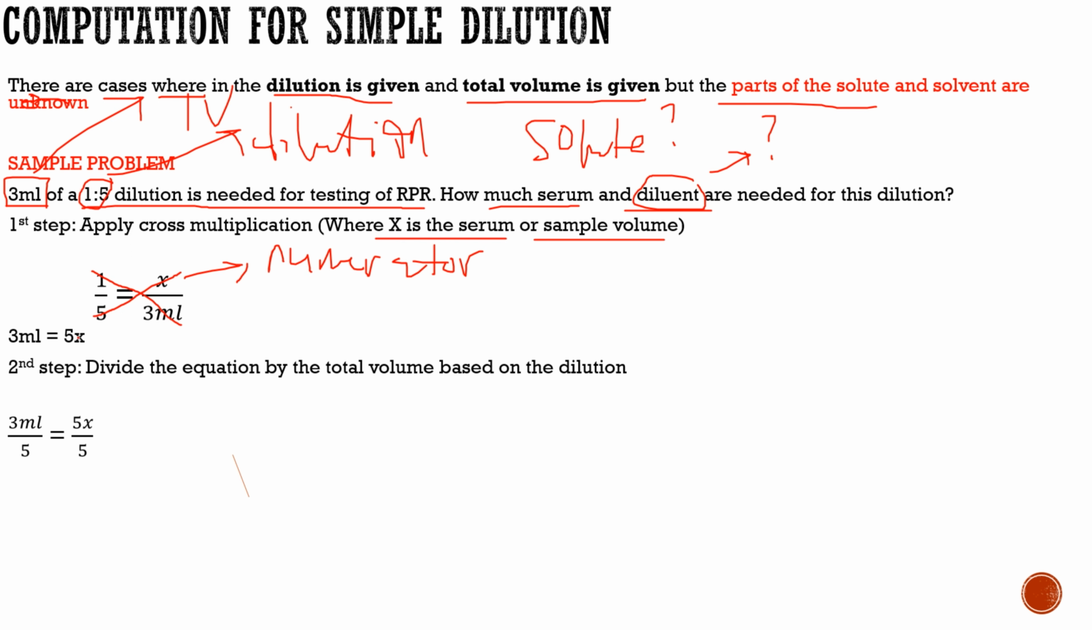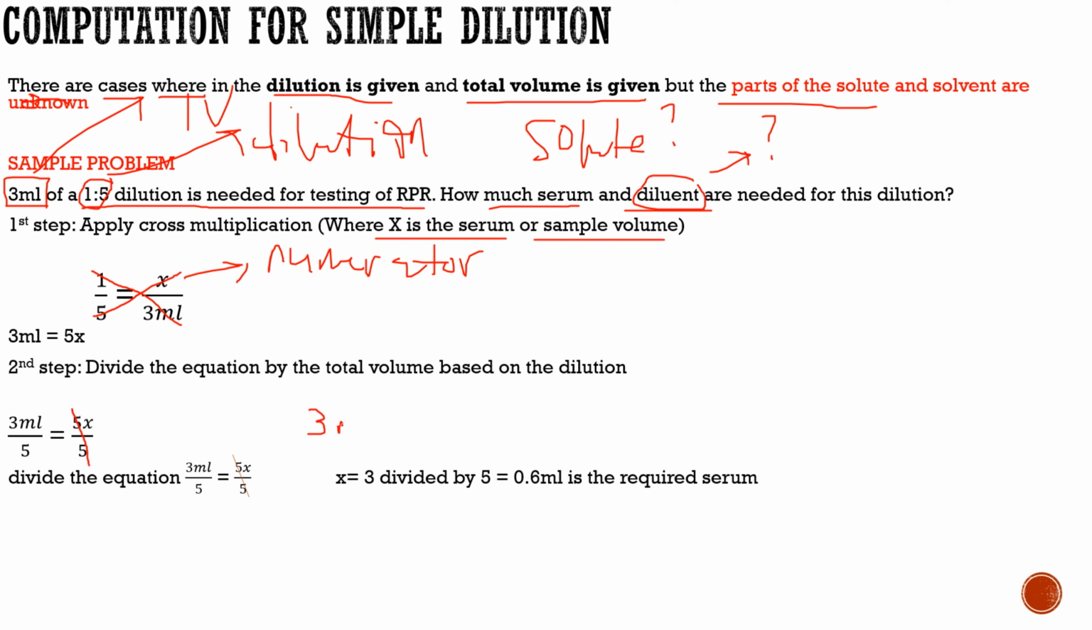So, yeah. 3 ml over 5 equals 5x divided by 5. So, ang mangyayari diyan, pag sinolve mo yan, 5 would be cancelled. Ang maiiwan is 3 ml over 5 equals x. So, pag ganyan, pwede mo na siyang i-divide, class. So, 3 divided by 5 is equal to 0.6 ml as the required serum.